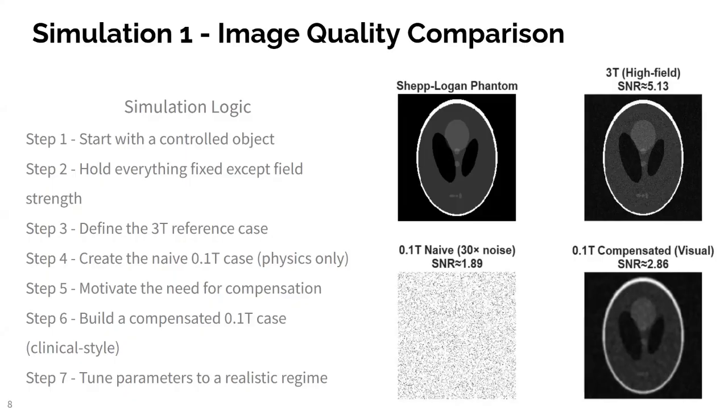So the single figure walks us through the whole story. 3 Tesla gives high SNR, the naive 0.1 Tesla collapses under the physics, and the compensated 0.1 Tesla shows how engineering and processing bring low field MRI back into a usable range.